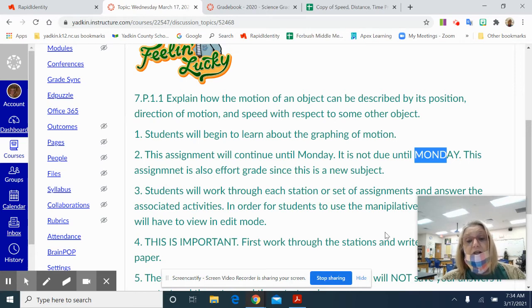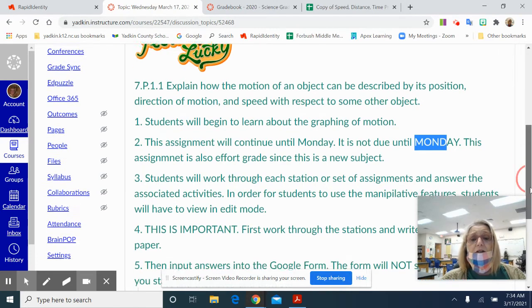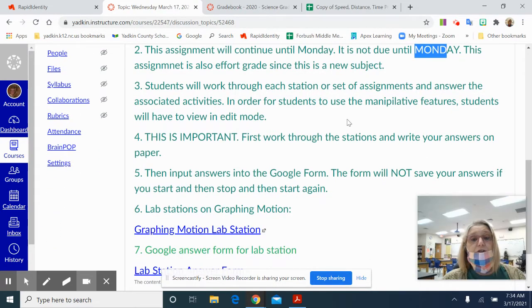Students will work through each station or set of assignments. They'll answer the associated activities. In order for students to use manipulative features, students will have to view in edit mode. This is important. First, work through the stations and write your answers on paper. Then input the answers into the Google form. This form will not save your answers if you start, then stop, and then start again.